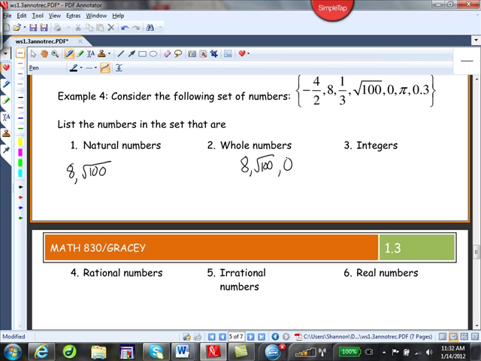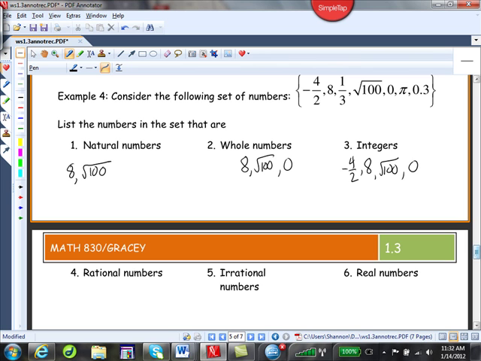Integers. Now, integers can be negative. And notice that negative 4 over 2 you can also simplify to be negative 2. So negative 4 halves will work. 8 will work. 1/3 won't work because it is in between 0 and 1 on the number line. But the square root of 100 will work and 0 will work.